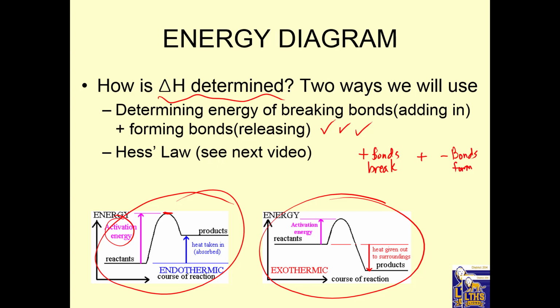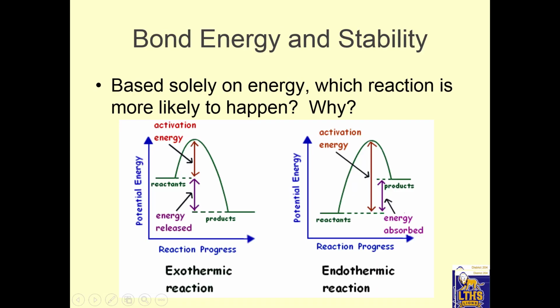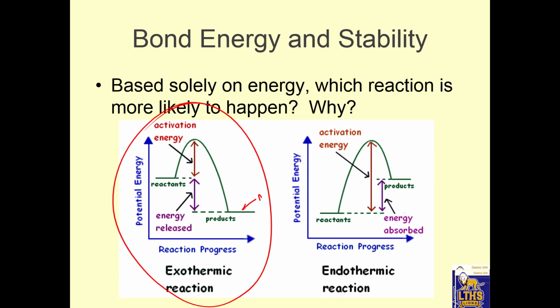Okay. So you'll have a positive and a negative number, but you add all that together. You add that together for the delta H. Okay. So based solely on energy, which reaction is more likely to happen? Well, here's your reactants with a certain amount of energy. Here's your products. The products are more stable because they're lower in energy, and overall energy is released. So this is more likely to happen because these are more stable, because it's lower than what the reactants were.